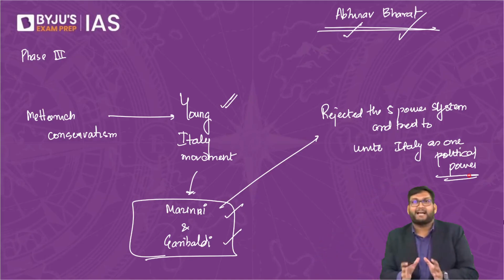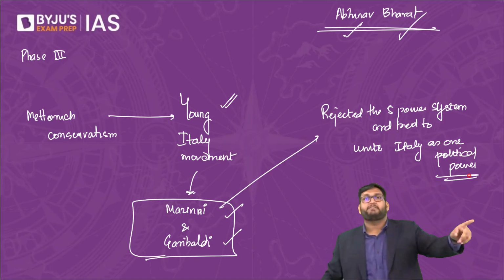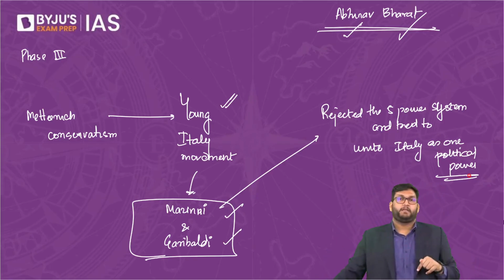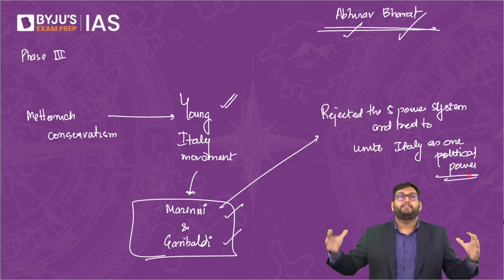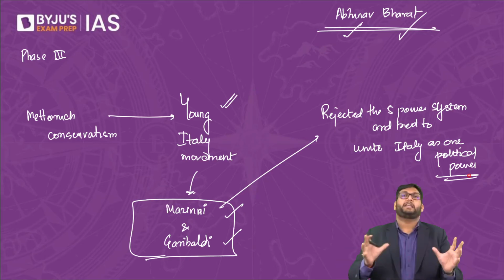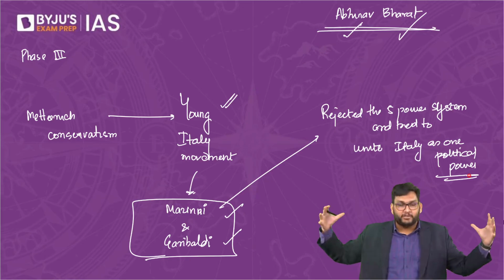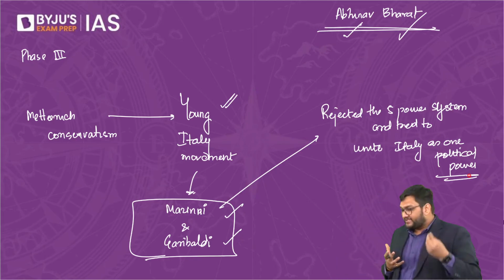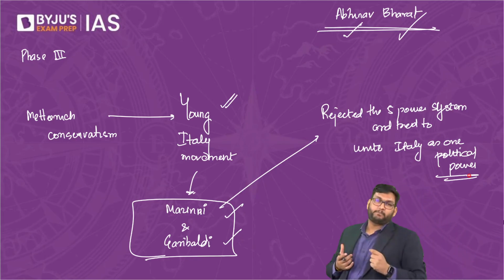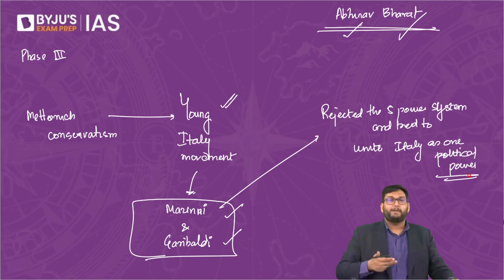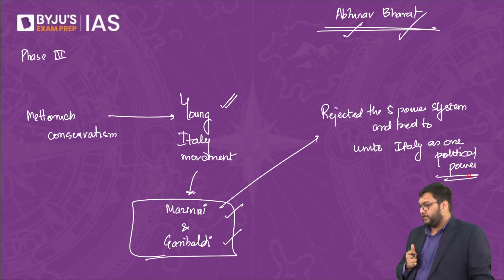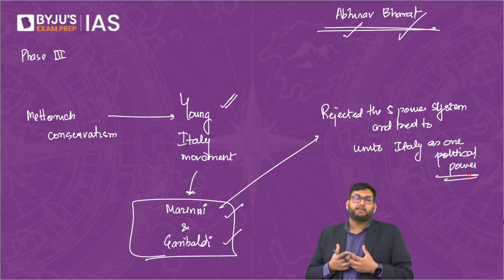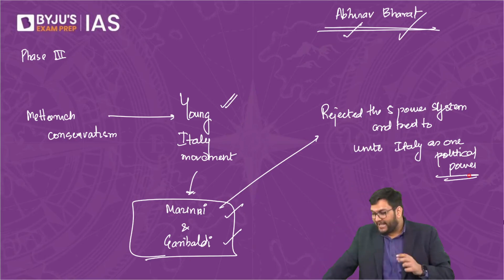What Mazzini is arguing is that this 5-power division is basically to divide and rule us. We are a nation, we have aspirations as a nation, and we need to come together to fight against these 5 powers, and we need to unite as one power. And this is the beauty of Mazzini's understanding. But the problem with Mazzini is his ideas are too hi-fi, and his literature and way of saying is extremely complex.